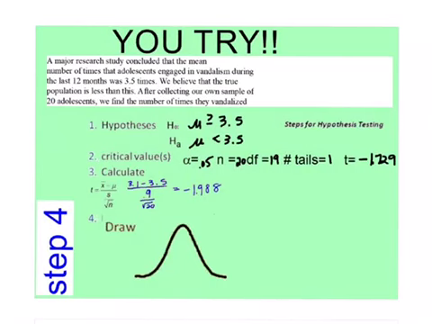Again, push pause and you try. Negative 1.729 for my critical or chart value would fall here. Color into the closest tail. Then draw in your calculated value of 1.988.